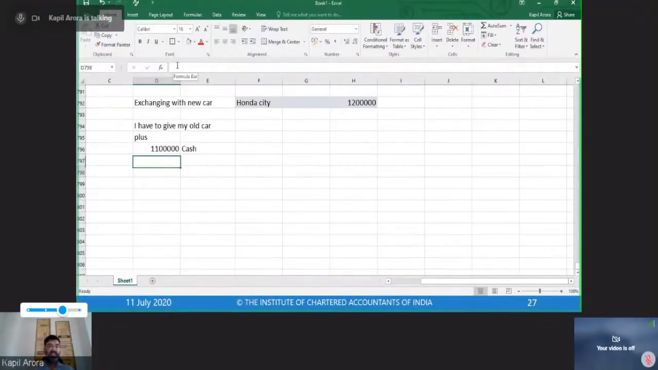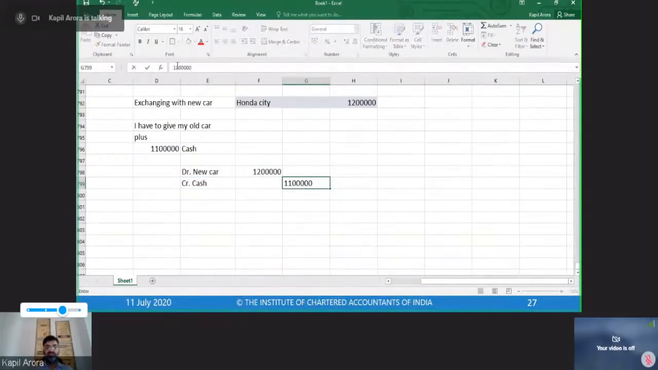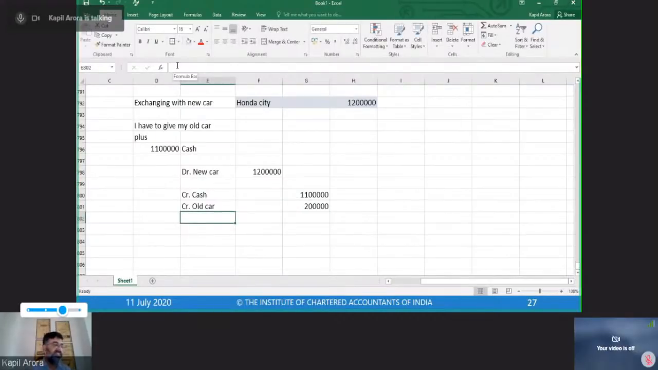What does it mean? Again, follow the same concept. Debit new car 12 lakh. Credit cash 11 lakh. Credit old car, which is 2 lakh here. What would be the difference then?